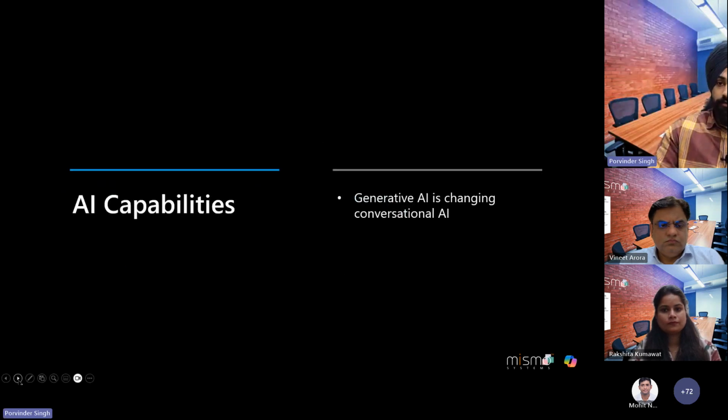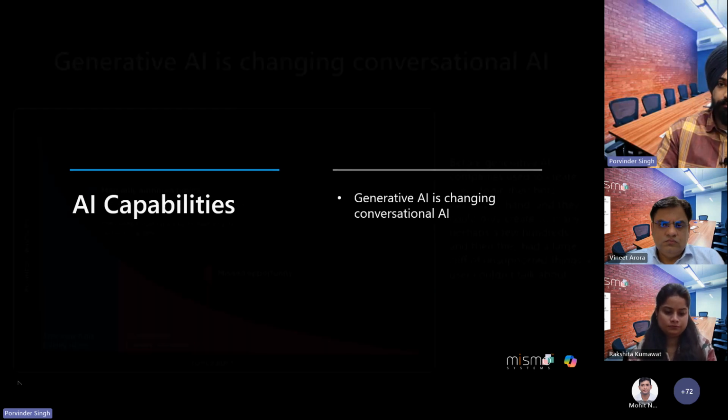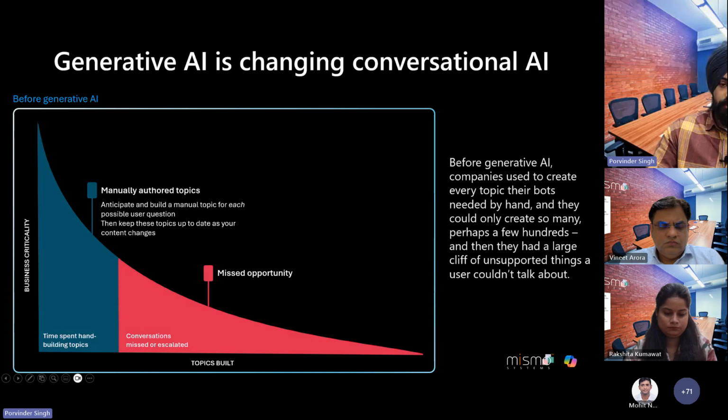Now, if we look at some AI capabilities of Copilot, we'll see how it is helping in creating Copilots quickly. Earlier, Microsoft Copilot was called Power Virtual Agent. They have recently renamed it to Copilot.